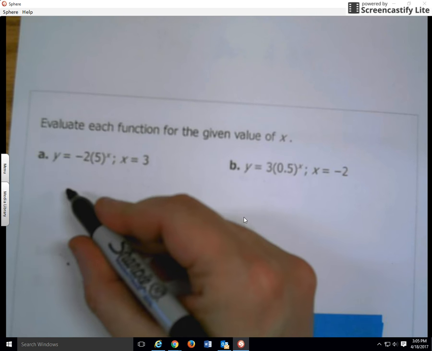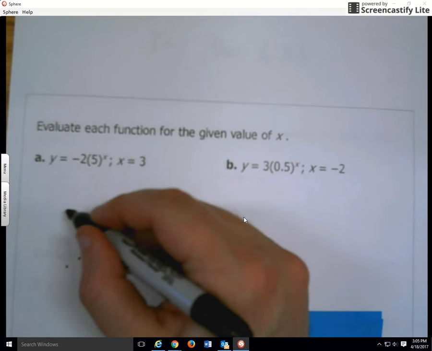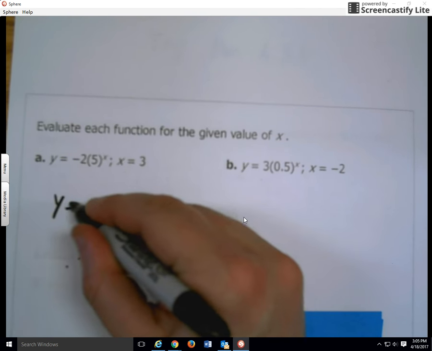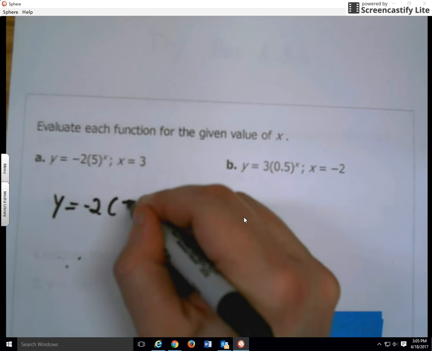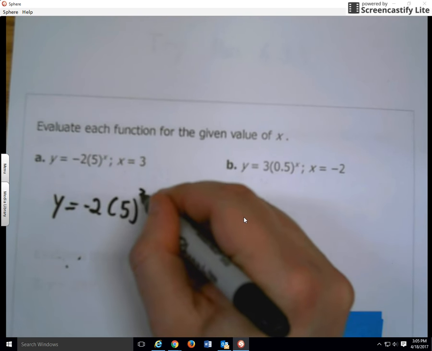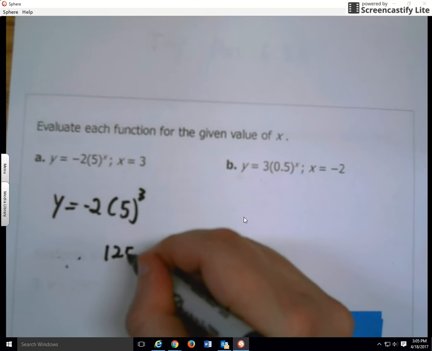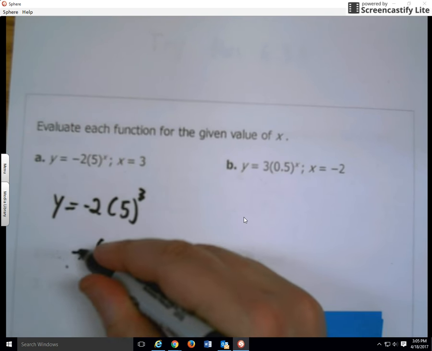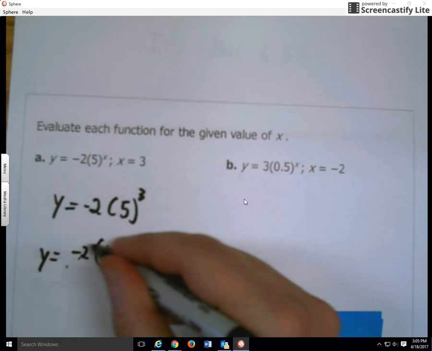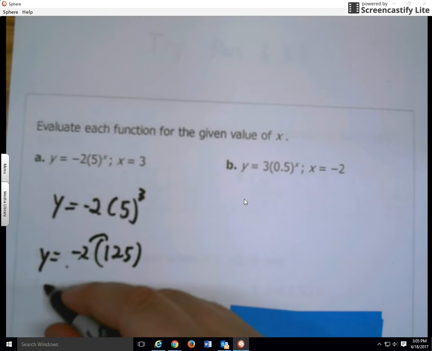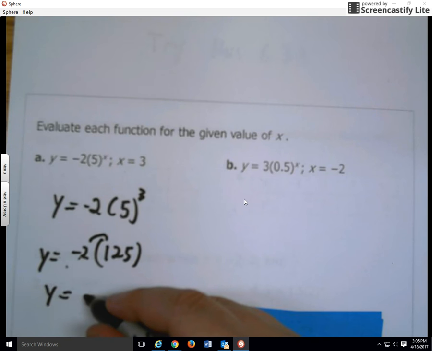So looking at this here, if we were to rewrite it, y equals negative 2 times 5, and then that x becomes to the third power. Well, 5 to the third power is 125. Bring everything else down. And then negative 2 times 125 would be negative 250.